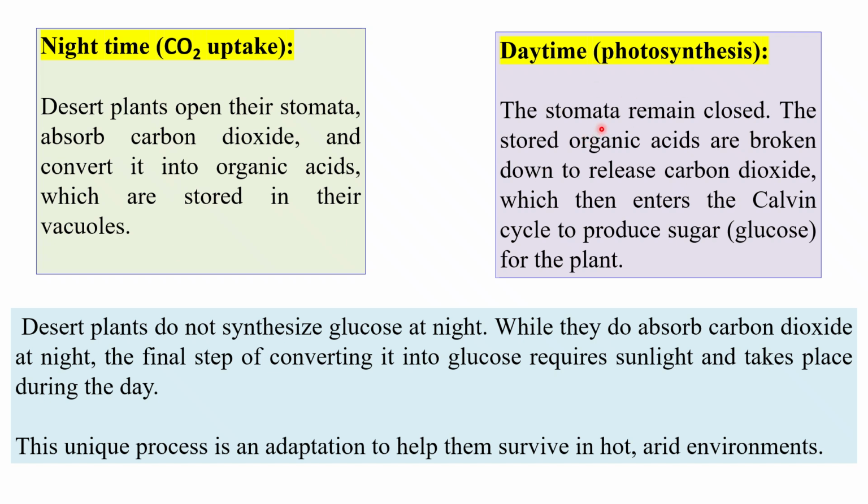But CO2 has already been taken in and stored, so stomata remain closed and the stored organic acids, that is the malic acid, are broken down to release CO2, which then enters the Calvin cycle to produce sugar or the glucose for the plants. So desert plants do not synthesize glucose at night, while they do absorb carbon dioxide at night, and the final step of converting it into glucose requires sunlight, which takes place during the day. So this unique process is an adaptation to help them survive in hot, arid environments.